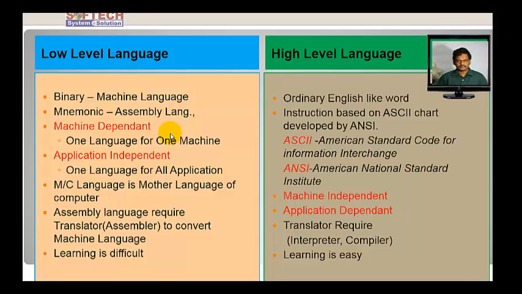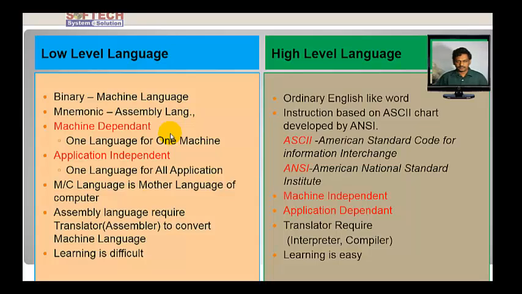The learning is difficult. Binary language, machine language, is very difficult to learn. But assembly language is moderately difficult. Then both languages are machine dependent. That is the main demerit. Machine dependent, because one language is for one machine, but one language for all machines is suitable to write a program. Because if we write a program, that program is suitable for all machines.